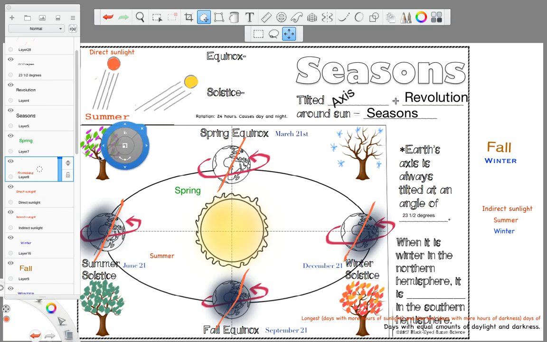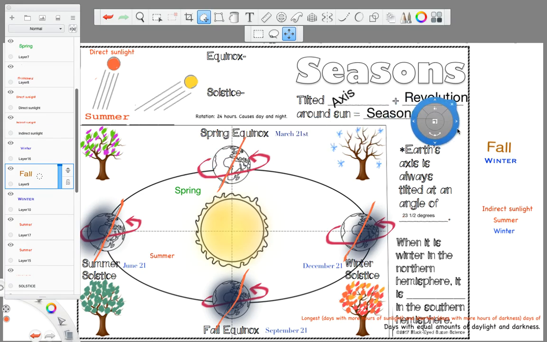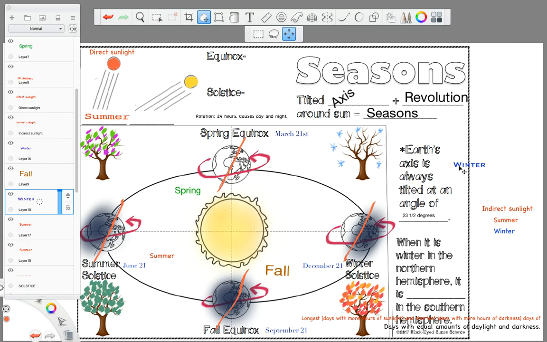So the next season we have, after summer comes fall. So that goes in this quadrant right here, or with this Earth. Again, if you need to draw your arrow, feel free to do so, as long as you remember that fall goes with this Earth down here. And after fall, we have winter. And that goes in this quadrant right here. Again, you can draw your arrow if you want, or put winter a little closer to that Earth so you remember which Earth it goes with.